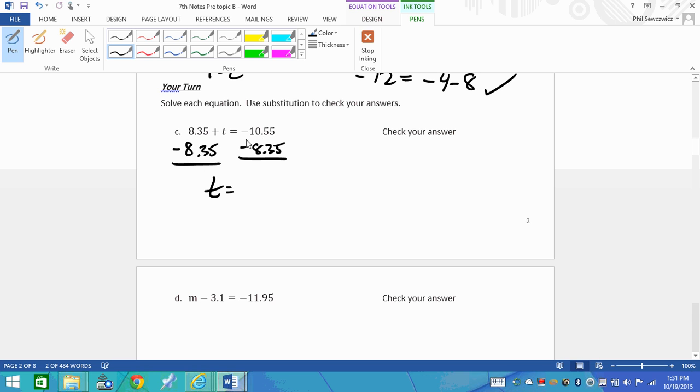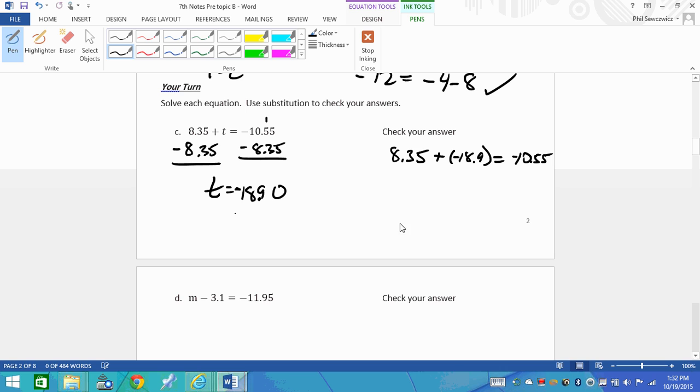So now we can see we have the same signs, so we are going to add and keep the sign. So a 0, carry the 1, a 9, an 18, bring our decimal straight down, keep our sign, it is a negative. So we can check it. Is 8 and 35/100ths plus a negative 18 and 9/10ths equal to negative 10 and 55/100ths?